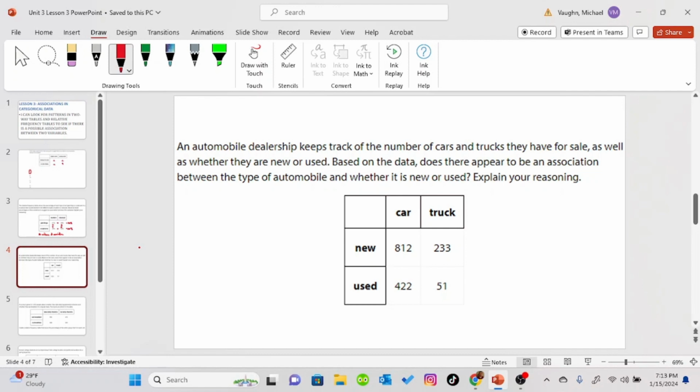We see that cars 2 plus 2 is 4. 1 plus 2 is 3. 8 plus 4 is 12. So there are 1,234 cars. And trucks, 3 plus 1 is 4. 3 plus 5 is 8. And 2. There are 284 trucks. So the percent of new cars would be 812 divided by 1,234 times 100.